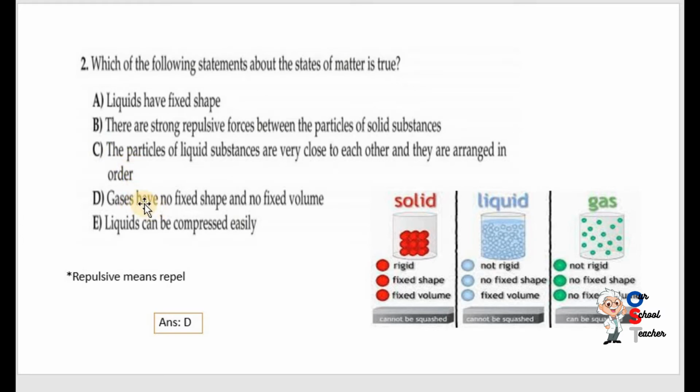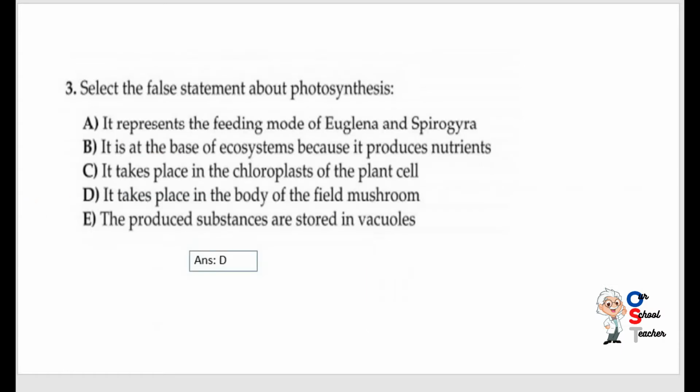Now D. Gases have no fixed shape, no fixed volume. D is correct. You know it. Liquid can be compressed easily? No, they can be, but not easily. So E is incorrect. So you have reason to select the options, why they are incorrect and why this one is correct. Now move on to question number 3.